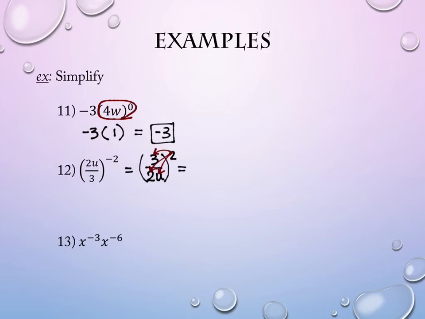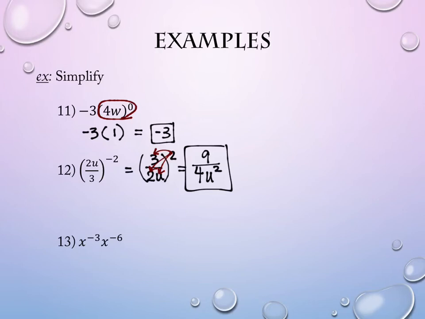What's 3 squared? 9. What's 2 squared? 4. And then I write my u squared. So negative exponents flip things. Now, the cool thing is that it happens here as well.